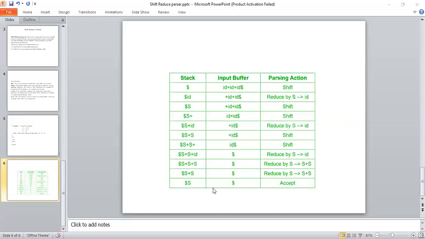So finally observe, I've taken the input id plus id plus id dollar, and produced the output S, meaning we constructed the parse tree from the leaf nodes to the root node. Yes, it is accepted, because there is no more value in the input string, and finally my stack contains the start symbol, so the given string is accepted. So this is called a shift reduce parser. Thank you.